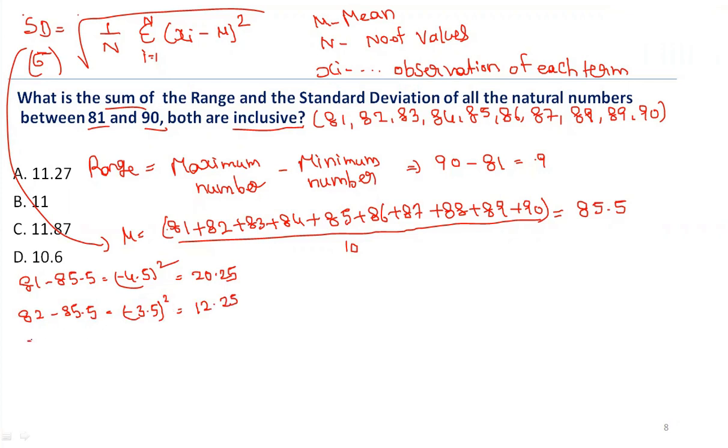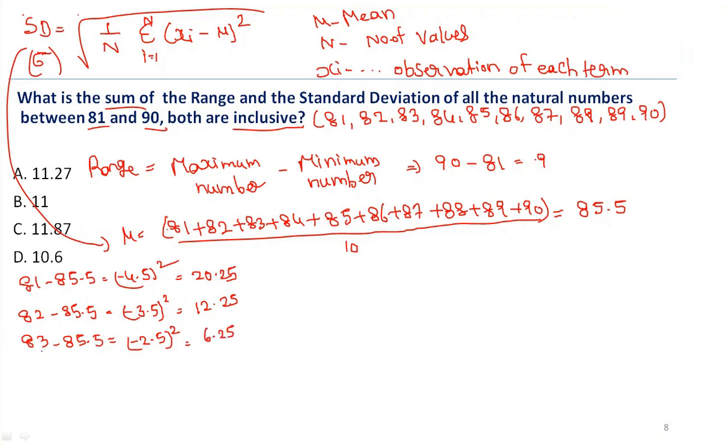Okay. What is the next value? Next value is nothing but 83. 83 minus 85.5. How much is the value? The value is nothing but minus 2.5. Okay. Minus 2.5, if you square this value, the value is nothing but 6.25.